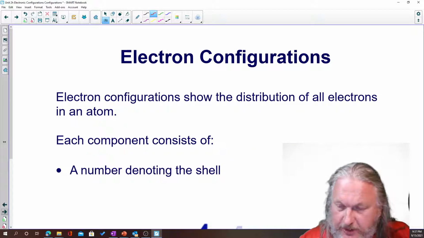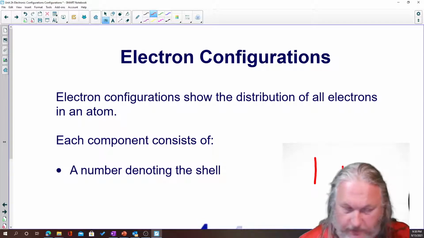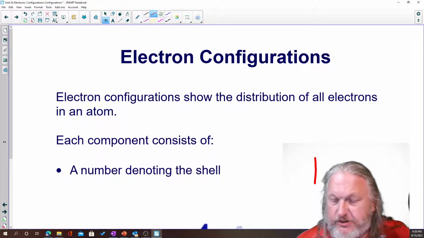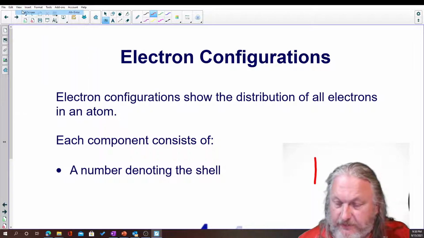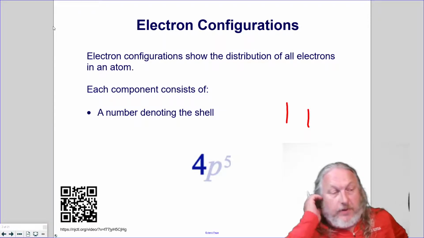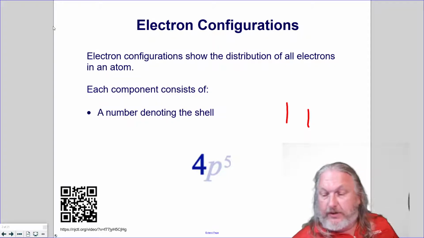This is Coach Scott. Let's talk about electron configurations, right? The electron configuration shows the distribution of all electrons in an atom. There are three components to the electron configuration.